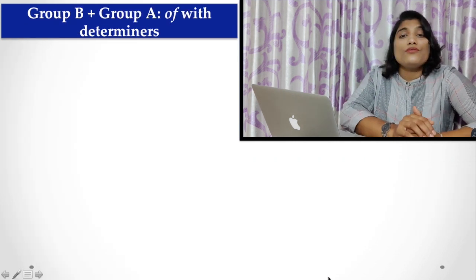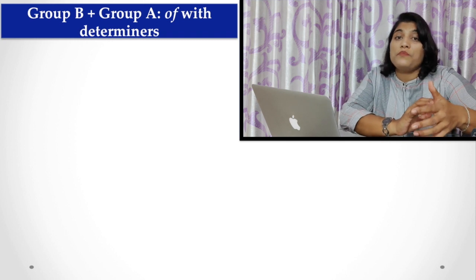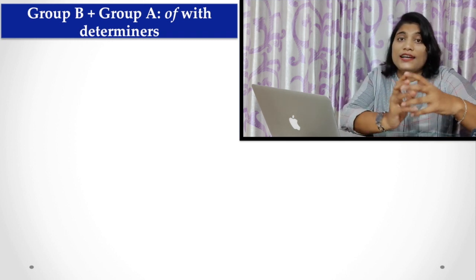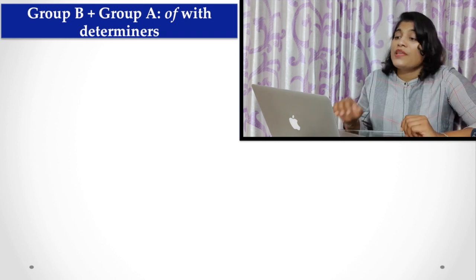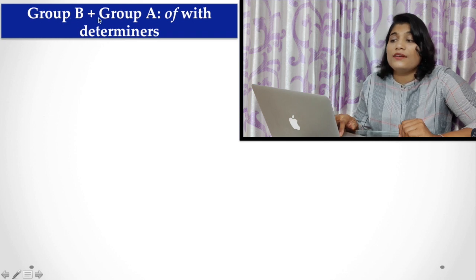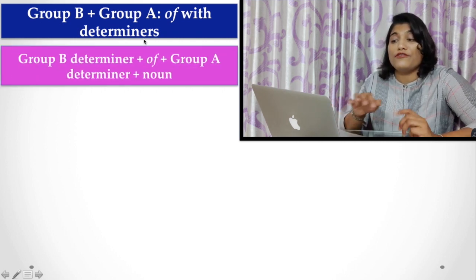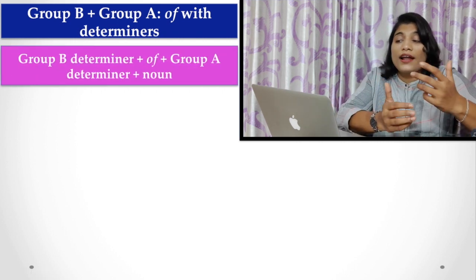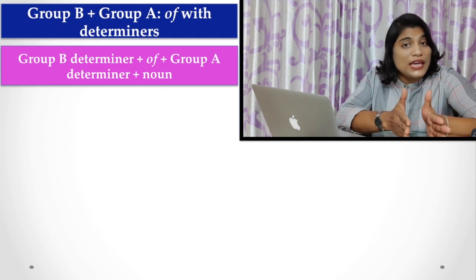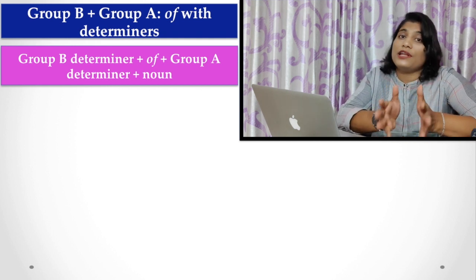So how do we use group A and group B determiners together? Now I am going to tell you that. When you are using a group B determiner and a group A determiner, you have to use "of" with those determiners. And now you have to see the order where you have to put "of" while using group B and group A determiners together.